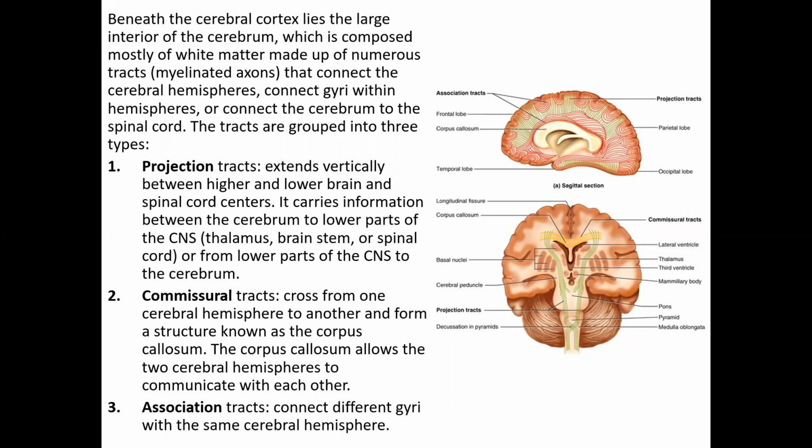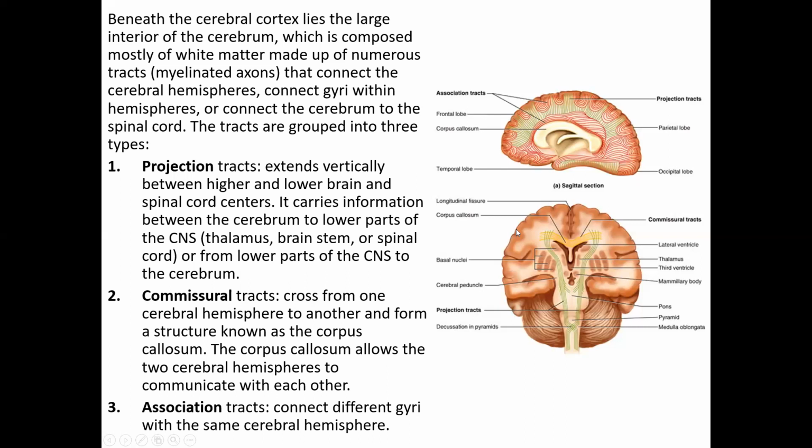I've got a couple of illustrations on the right to show them off. Projection tracts are just like the ones in the spinal cord, in that they extend vertically between higher and lower brain and spinal cord centers. In other words, they carry signals up and down. They carry information between the cerebrum and lower parts of the CNS, things like the thalamus, the brainstem, and the spinal cord, or from lower parts of the CNS up to the cerebrum. They're shown here in green. Actually, we can see they're going to crisscross right here in the pyramids of the medulla. There's that decussation that we talked about earlier. And so they just carry signals up and down.